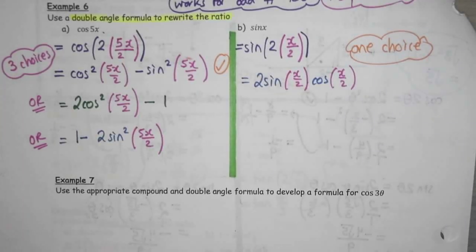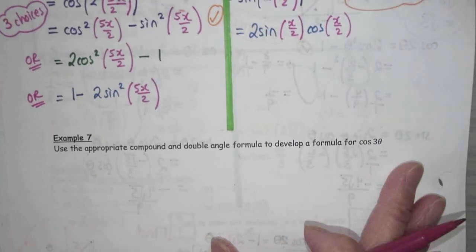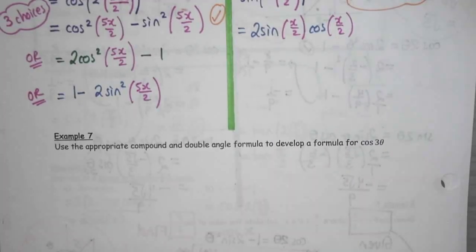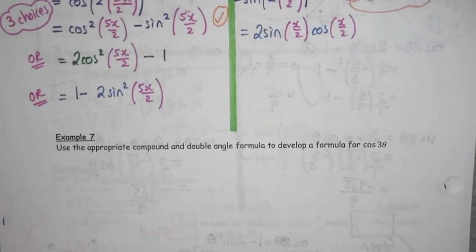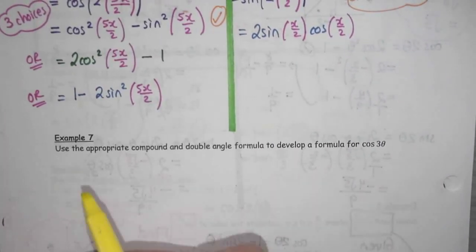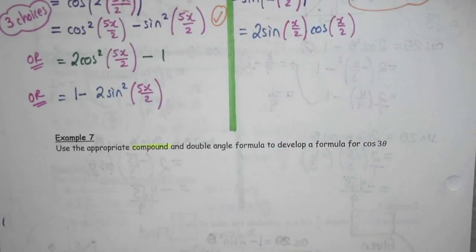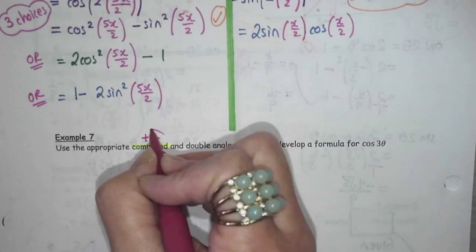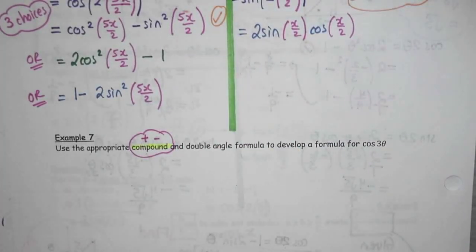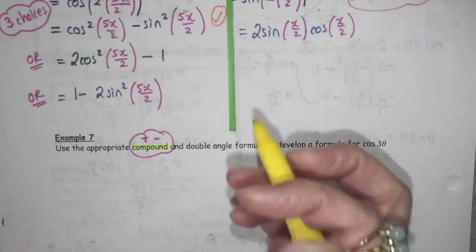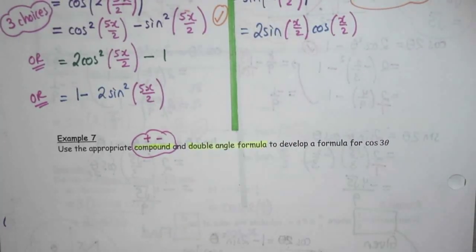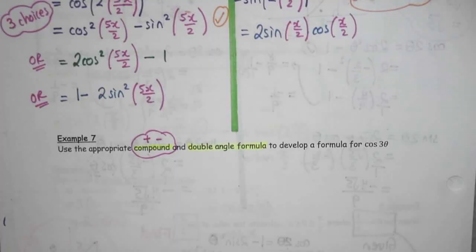This is the one that throws people off. So let's try it with an odd number, but I can do this question with any kind of combination. So let's read it together. It says, use the appropriate compound. Compound means addition, subtraction, right? So the addition, subtraction one, that's the compound, and double angle formulas to develop a formula for cos theta.